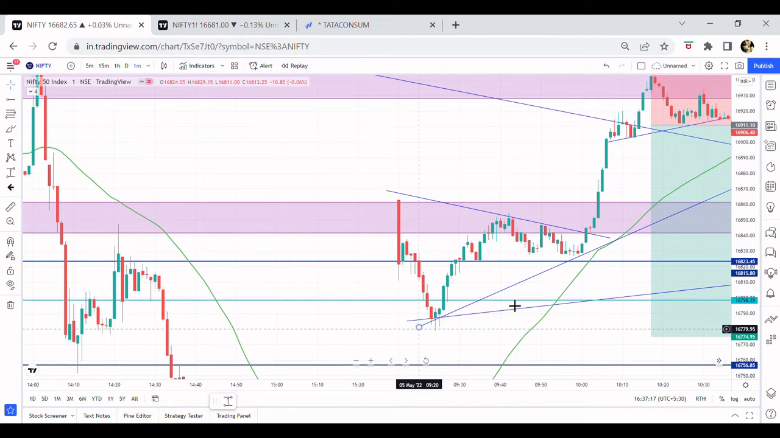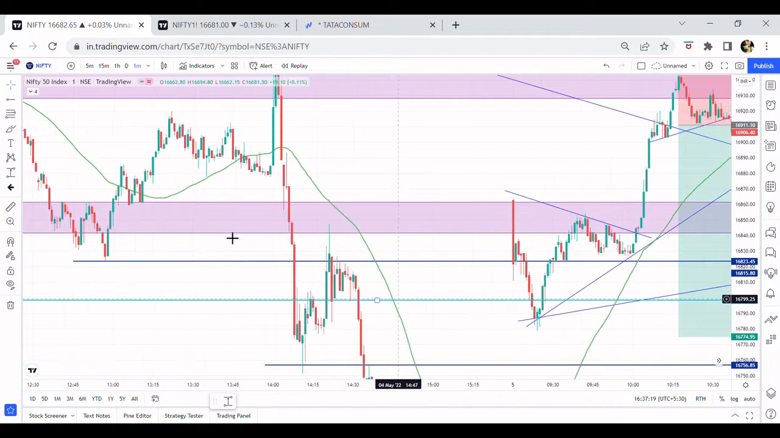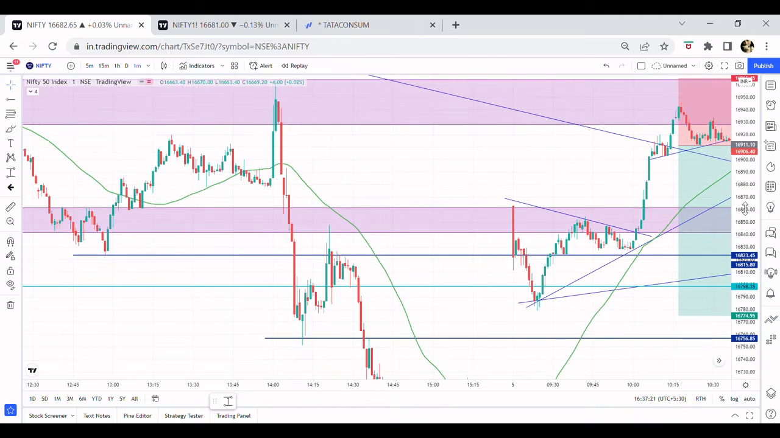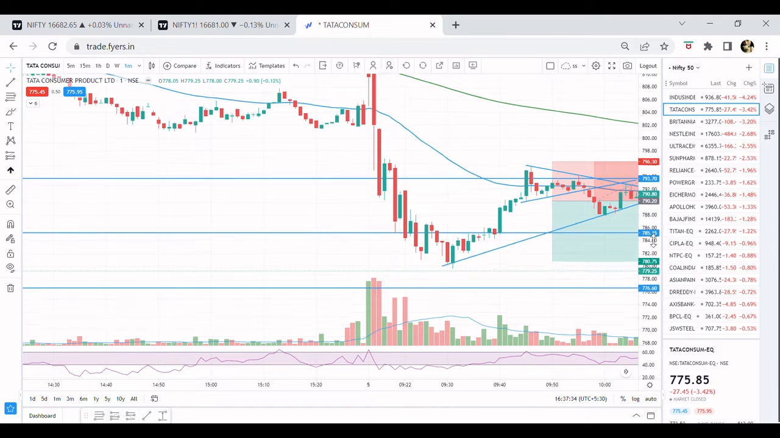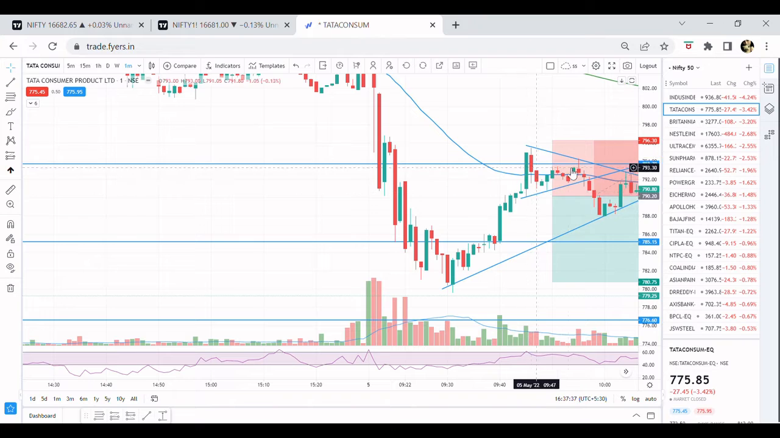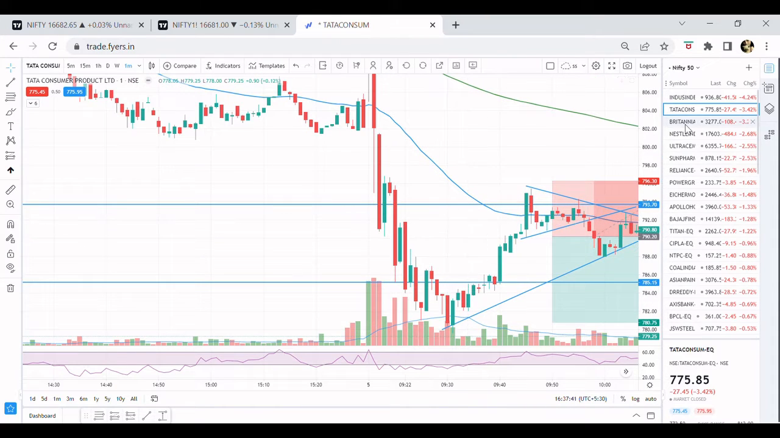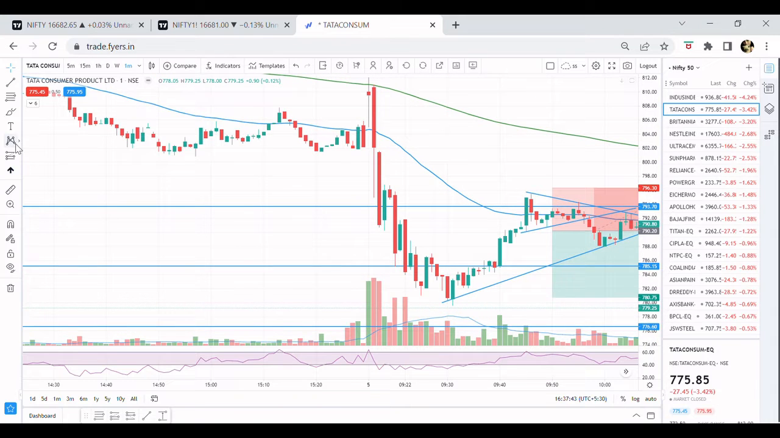So I thought it will break down because Nifty is in a downtrend. So I checked the losers and losers were very few. It was one or two. So I checked, it was Tata Consumer. In Tata Consumer, there was a triangle pattern forming near the 50 MA. Also, it had retraced 0.5%. We can check the fib level from the opening to the low.